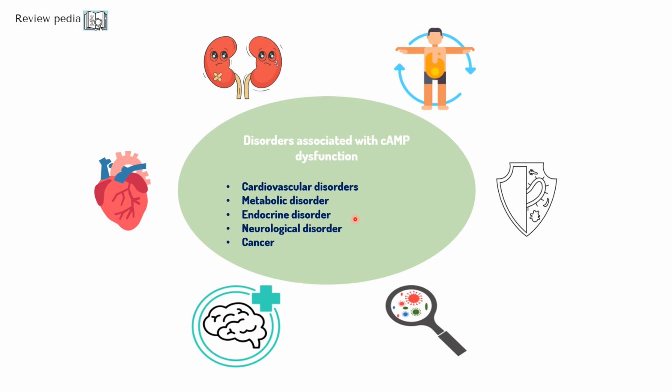And coming to neurological disorder, here abnormal cyclic AMP signaling has been implicated in neurodegenerative diseases like Alzheimer's and Parkinson's disease. This contributes to neuronal dysfunction and also to cell death. And coming to cancer, it plays a complex role in cancer with both tumor promoting and tumor suppressing effects depending on the specific signaling pathway.